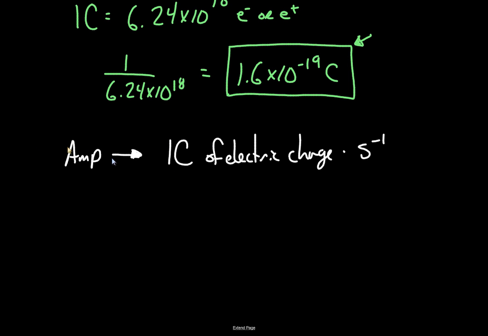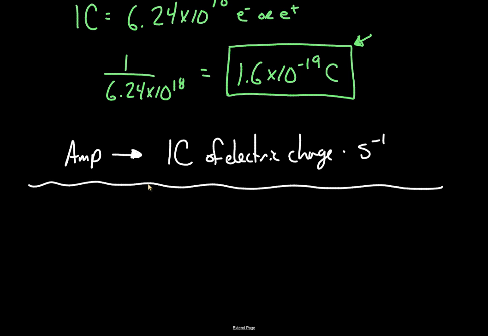If you've ever heard of a 15 amp fuse, that's a fuse that would blow if more than 15 coulombs were passing through it every second. Because the amount of charge carried on an electron or a proton is very small, the coulomb ends up being quite a large unit. And we'll talk about how large in a minute or two here.